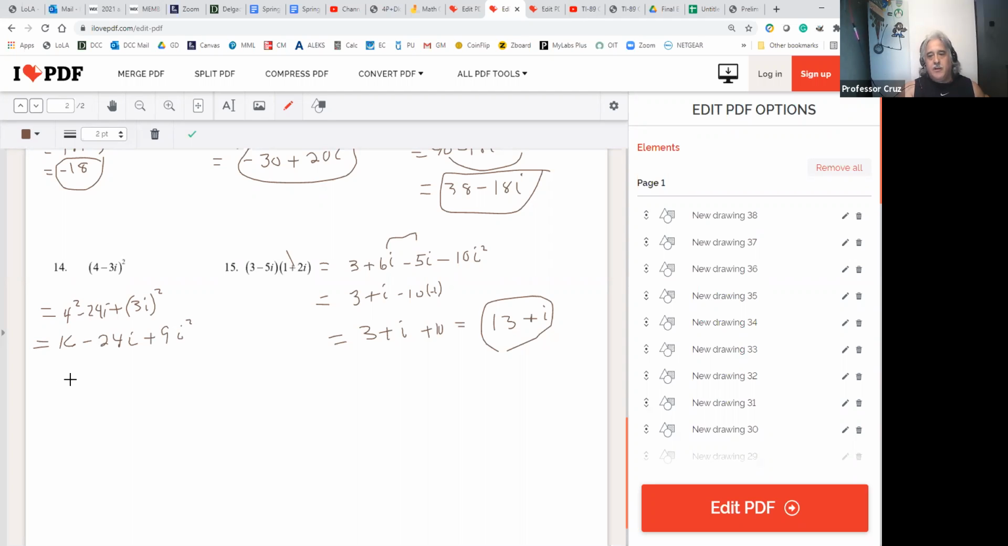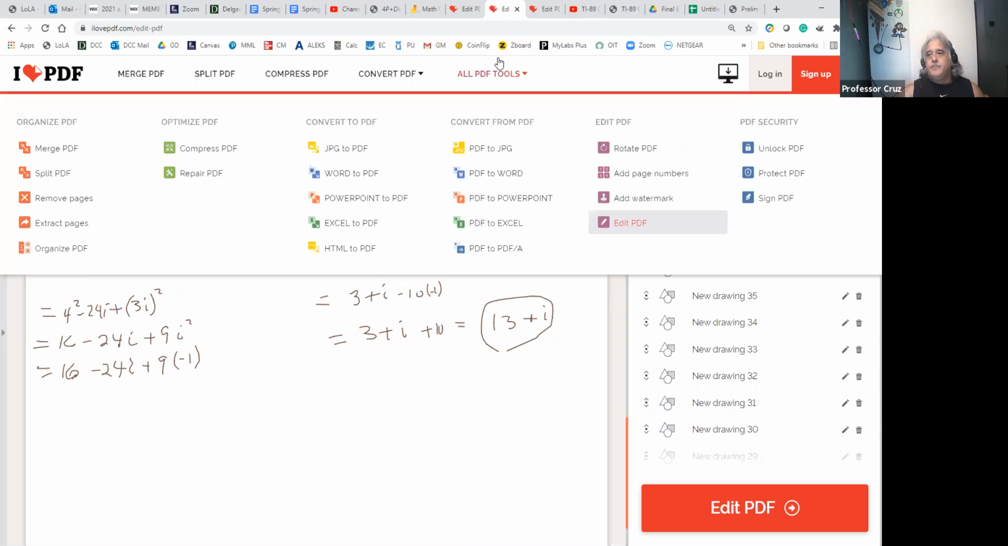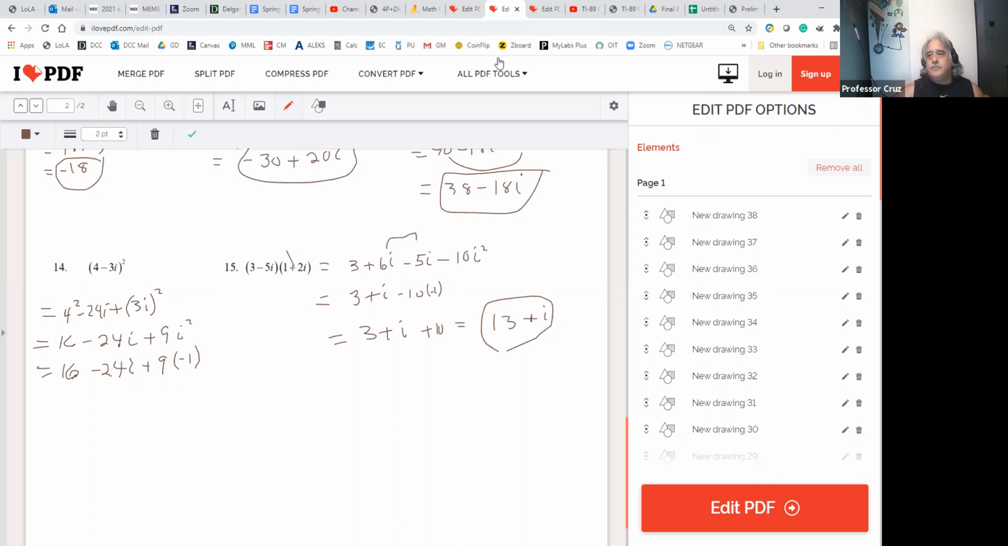I'll put these two together. Oh, that's already together. Whenever you use the formula, it puts it together for you. Because whenever you square, you're just going to end up with negative 12i plus negative 12i in this case. So 16 minus 9 minus 24i.